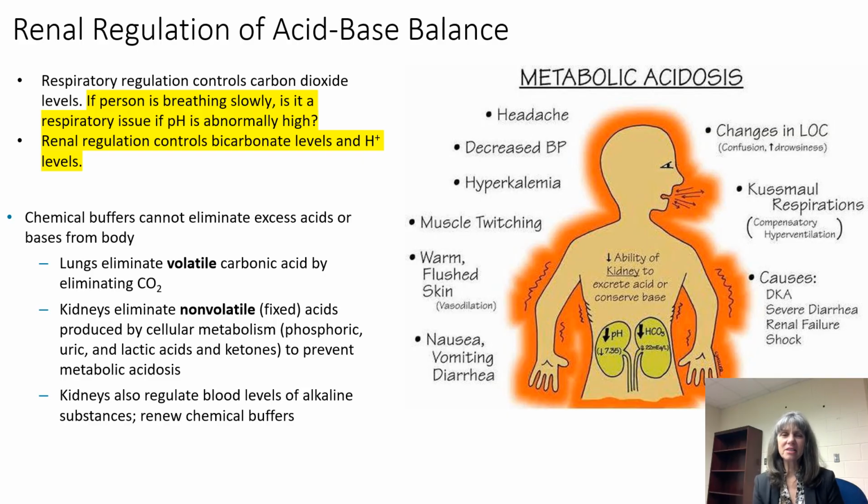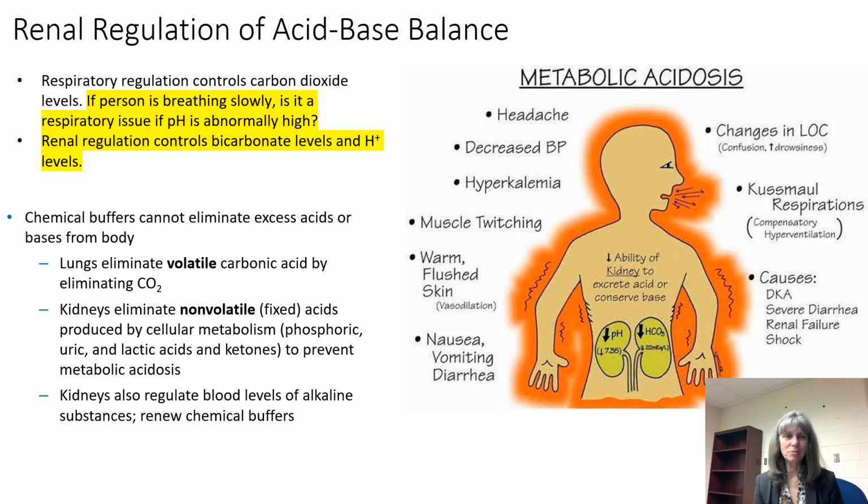Respiratory regulation is responsible for controlling levels of carbon dioxide. If a person is breathing slowly, is it a respiratory issue if pH is abnormally high? Methinketh not. Renal regulation is responsible for controlling the levels of bicarbonate ions as well as the level of free hydrogen ions. Chemical buffers cannot get rid of excess acids or bases from the body.